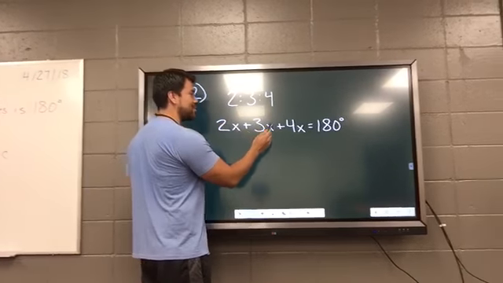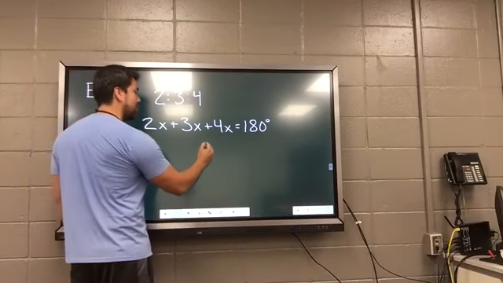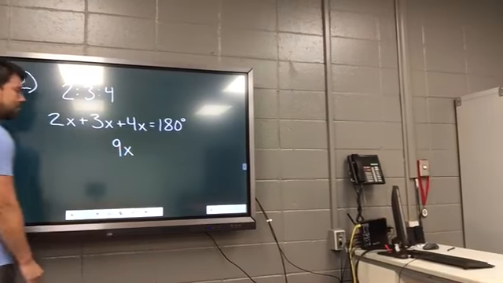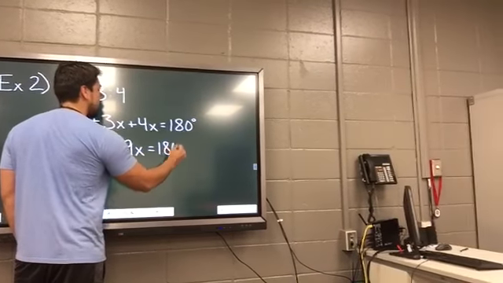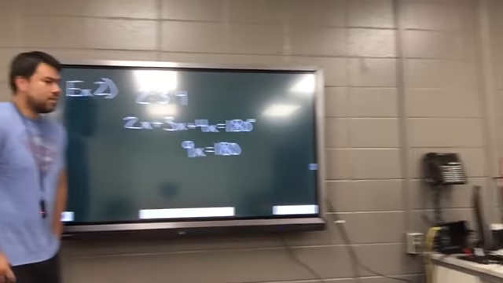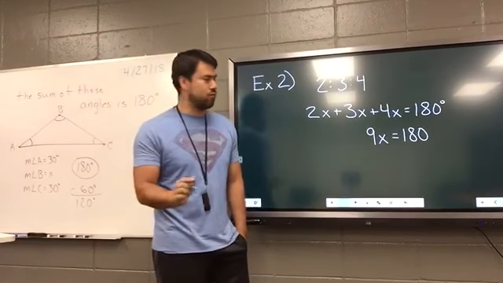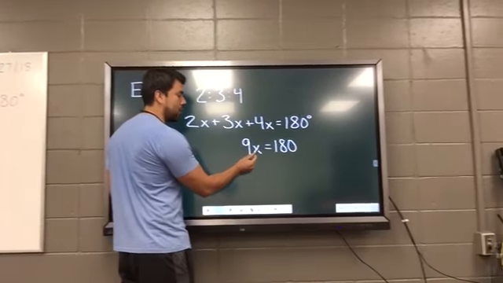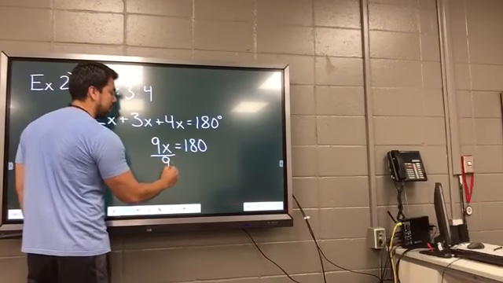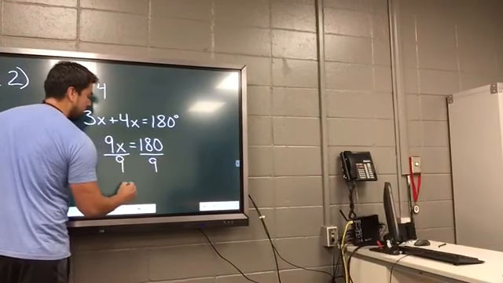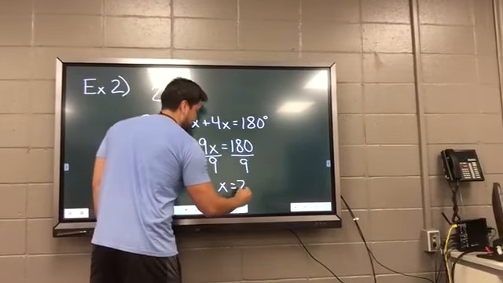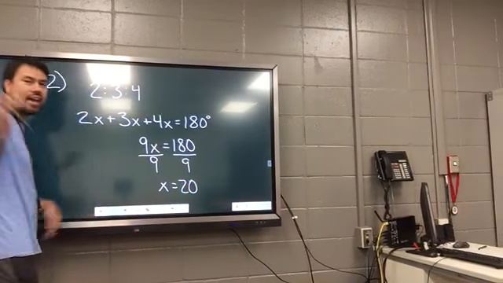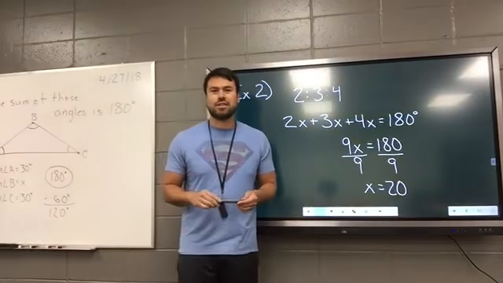But what is 2x plus 3x plus 4x? It would give me 9x, right? These are 3 like terms. They give me 9x. So now I have 9x equals 180 degrees. Do you know how to solve this equation? Hopefully you do. I want to get x by itself, so I should divide by 9. And what is 180 divided by 9? 20. Yay, I got my answer.